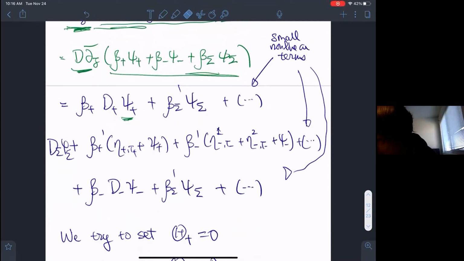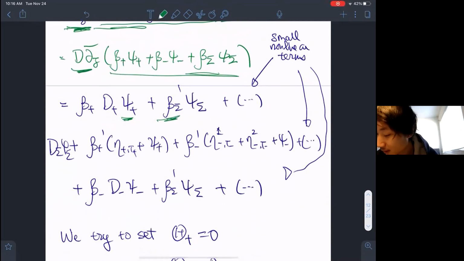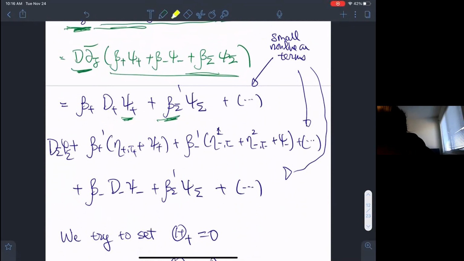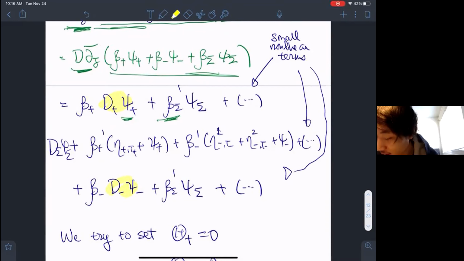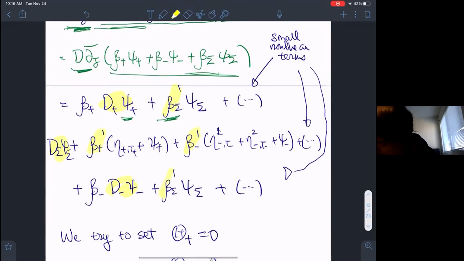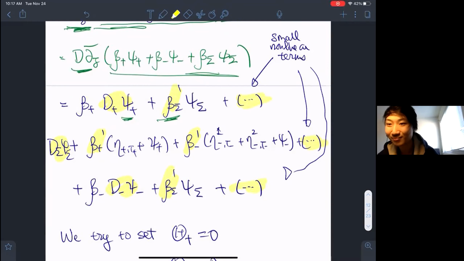Then the betas will get differentiated into beta primes. So let me say it in a less obscure way. You're going to differentiate the linearized section psi plus or minus. You're going to differentiate the psi sigma, and then there are going to be cross terms from beta prime, beta prime, beta prime, beta prime, and then there are going to be some small second order nonlinear terms we're not going to write down. Okay, are there questions on this, or should I pause and explain myself?